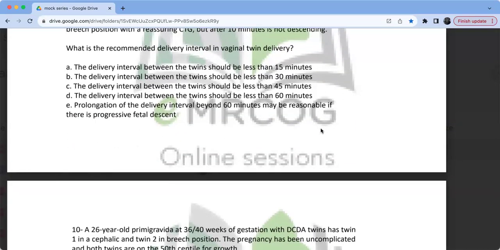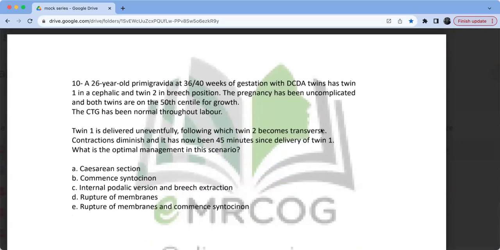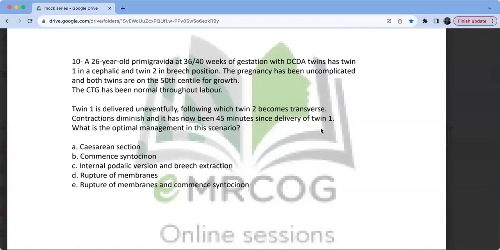Yes, it's B. Everybody agree for B. Okay, 30 minutes. So a 26-year-old primey at 36 weeks of gestation with dichorionic diamniotic twin has a twin 1 in cephalic position and twin 2 in breech. The pregnancy has been uncomplicated and both twins are on the 50th centile of growth. CTG has been normal throughout labor. Twin 1 is delivered uneventfully, okay, following which twin 2 becomes transverse. Contractions diminish and it has now been 45 minutes since delivery of the twin 1. What is the optimal management in this scenario?